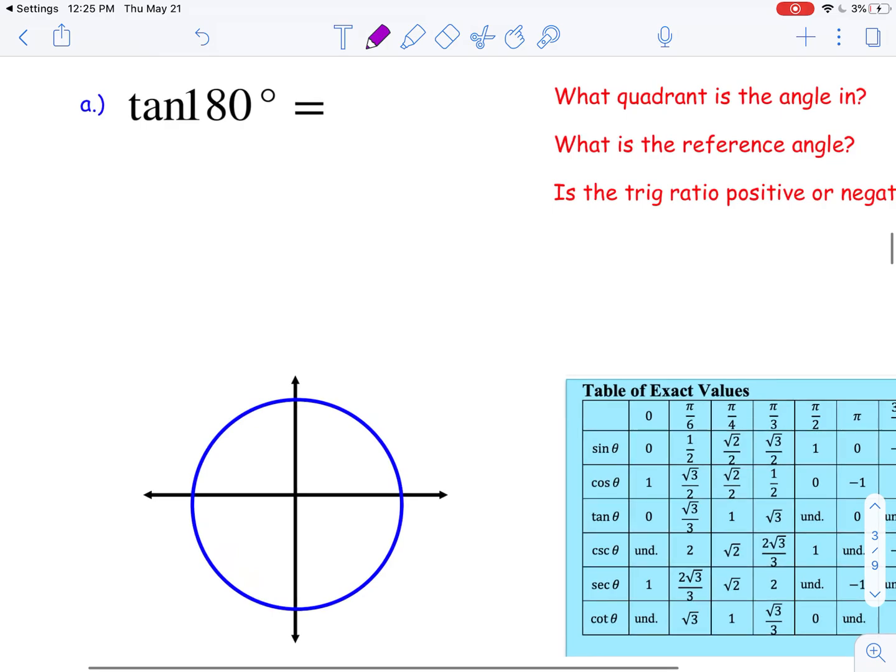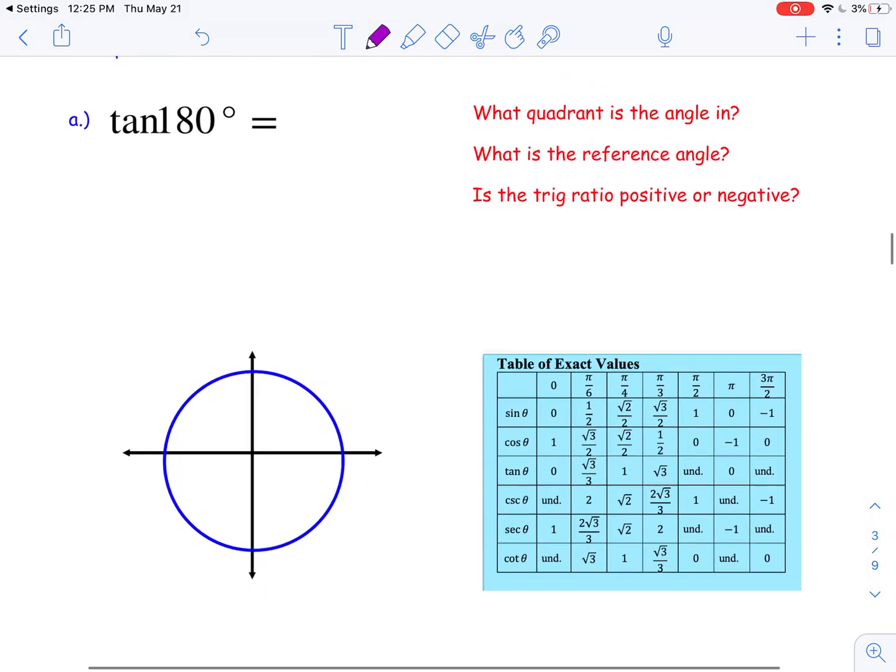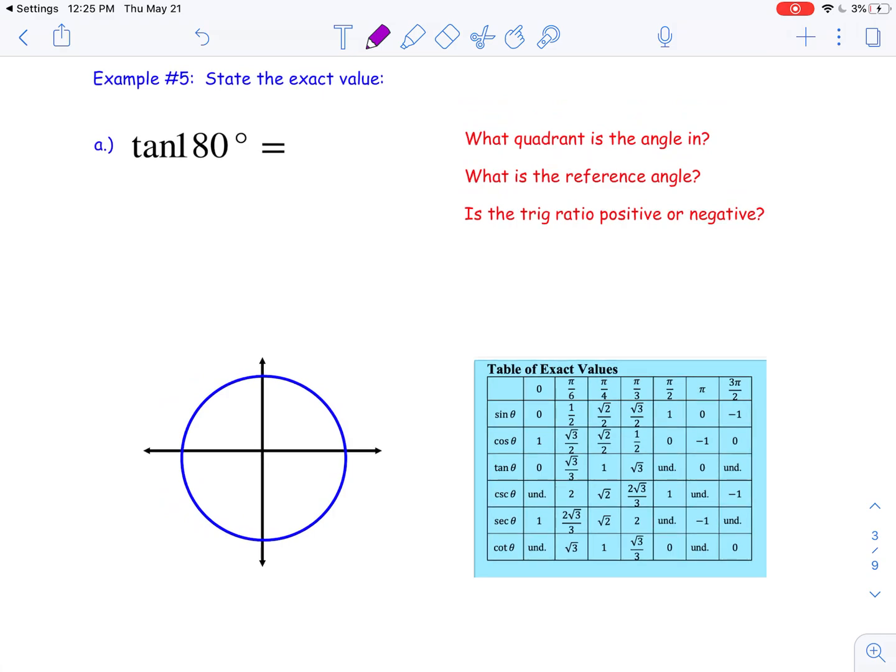Oops, this should say tan. Tan of 180. So we want to look at where 180 is. If I look at where 180 is, 180 has an initial side here, it opens all the way up, and it goes over here. So these are special points because we don't have a reference angle and we're not lying in a quadrant. So we don't answer these questions.